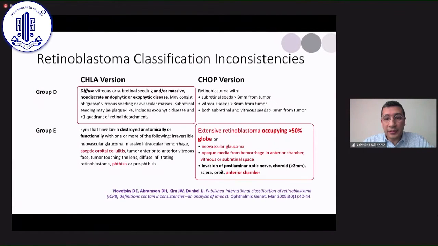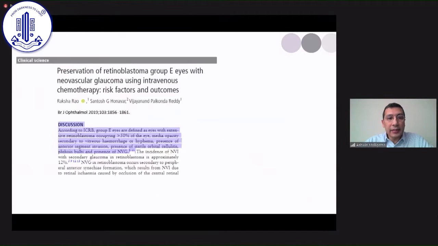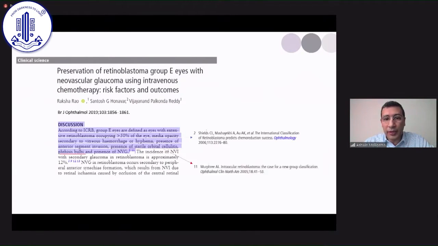Does that make a difference? Will that make a difference clinically? We do know that some publications try to adopt both methods, although they say the publication uses ICRB and group E by definition. Half the definition could be taken from one and components of the other added to that as well.